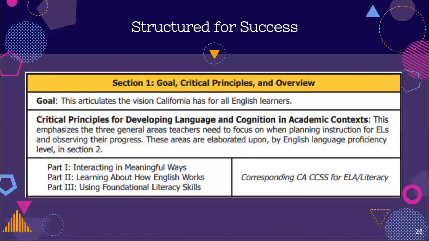So let's take a look at the parts. So Section 1, the goal of Section 1 is to articulate the vision that California has for English learners, the critical principles, etc. And you can see these are elaborated on within each level, but it's broken down into parts there where you can find interacting in meaningful ways for your grade level, learning about how English works, and using foundational skills like we spoke about before. And connected to that as well are the corresponding California Common Core standards for ELA and literacy.